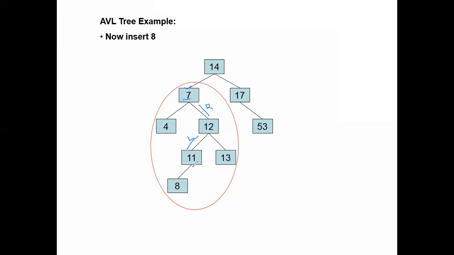Now you might be thinking, can we change 8 here and 11 there? Not like that. So madam, can it be RR rotation or LL rotation? No, because the balance factor of 12 has not changed, the balance factor of 7 has changed. That's why we have to perform the RL rotation. So what will happen in RL rotation? What is the process of RL rotation?